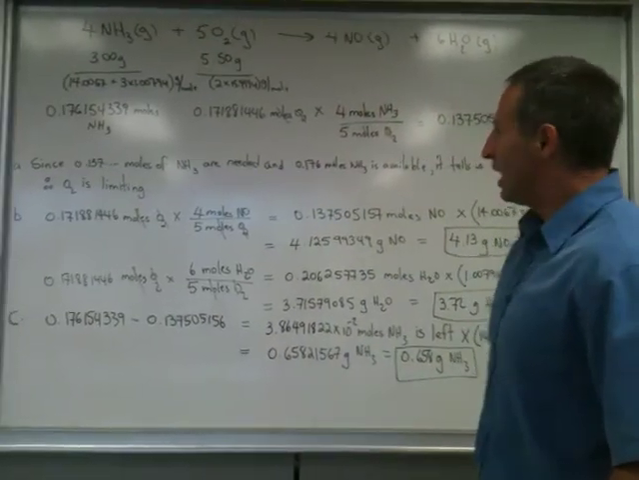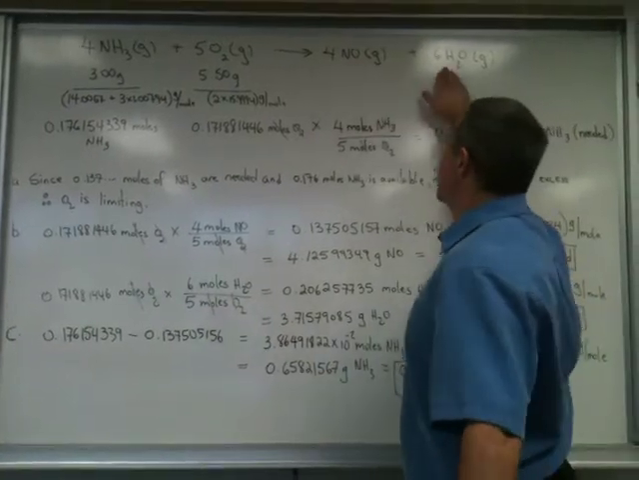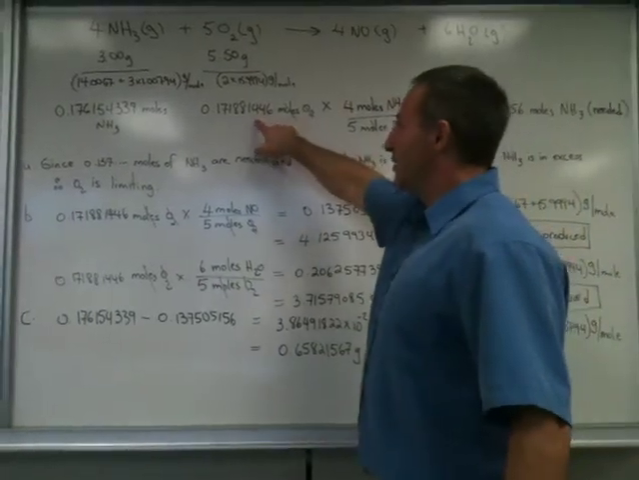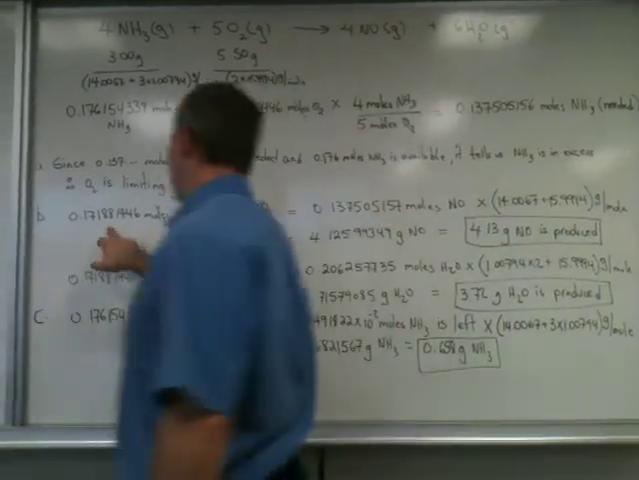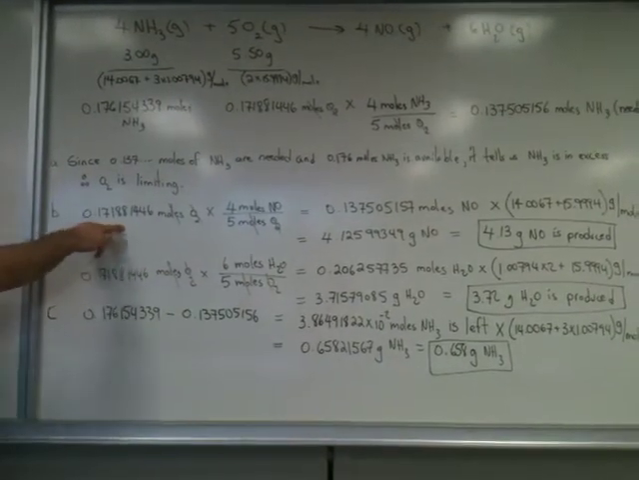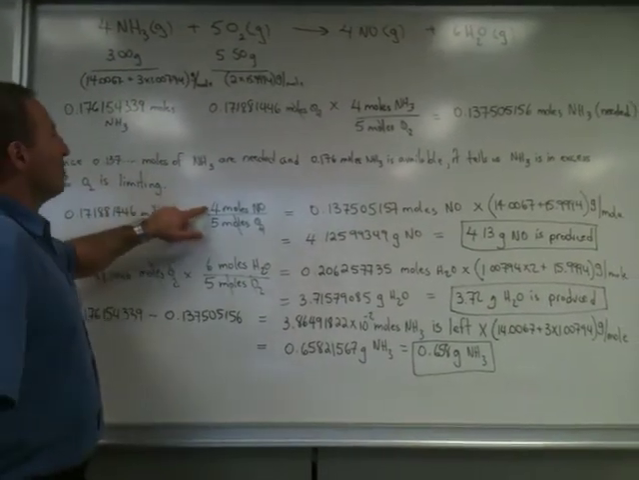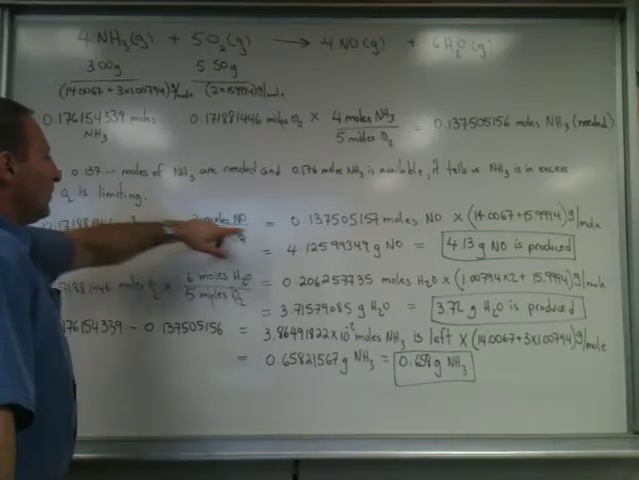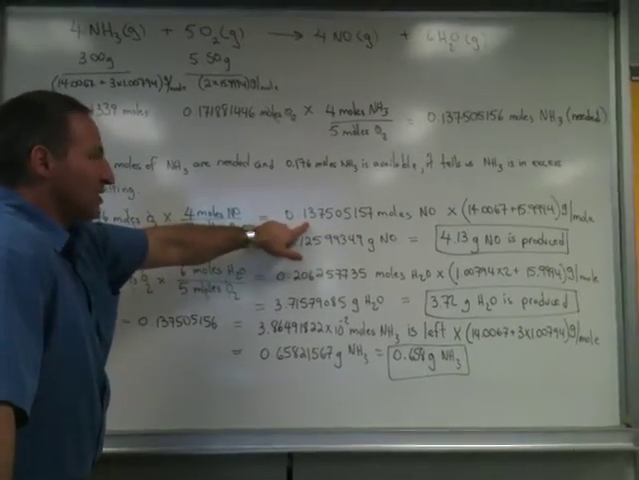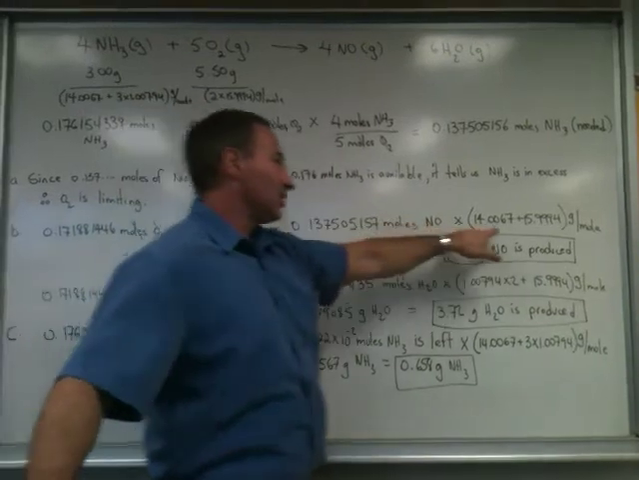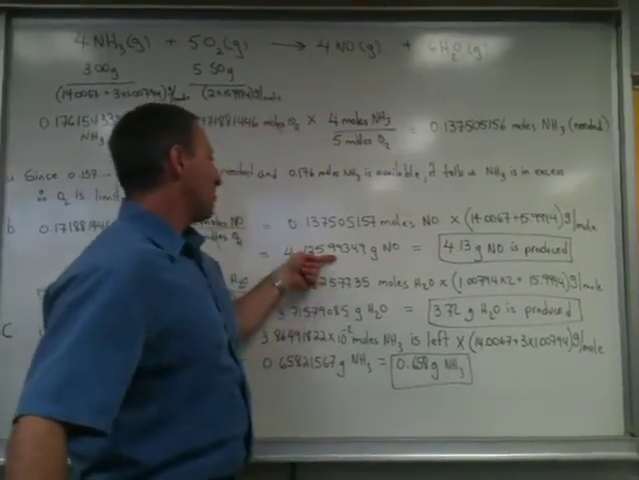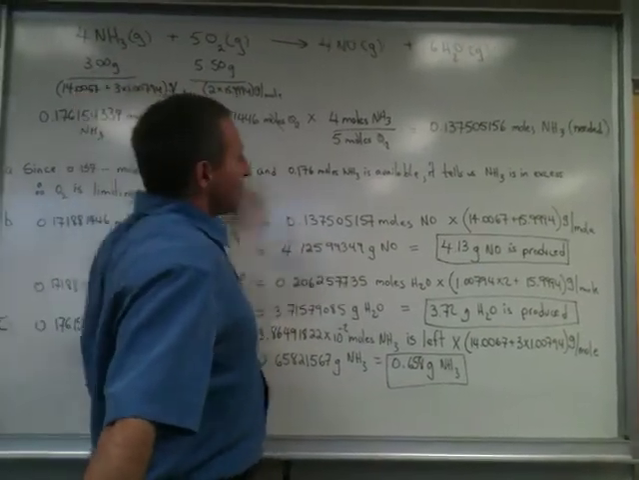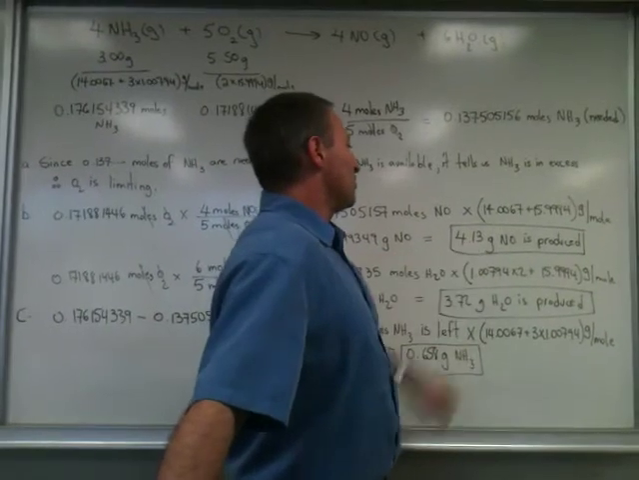In the next part of the question, we're asked to solve how much of these two substances are produced. So having found out that oxygen is the limiting reagent, I start the calculation with the number of moles of oxygen, and I put in the stoichiometry from oxygen to mononitrogen monoxide. I find out that it generates 0.137 moles of nitrogen monoxide. Multiplied by the molar mass of nitrogen monoxide gives me that many grams. Obviously, I'm not going to report it to that level of accuracy. I'm only allowed 3 sig figs, so 4.13 grams of nitrogen monoxide is produced.